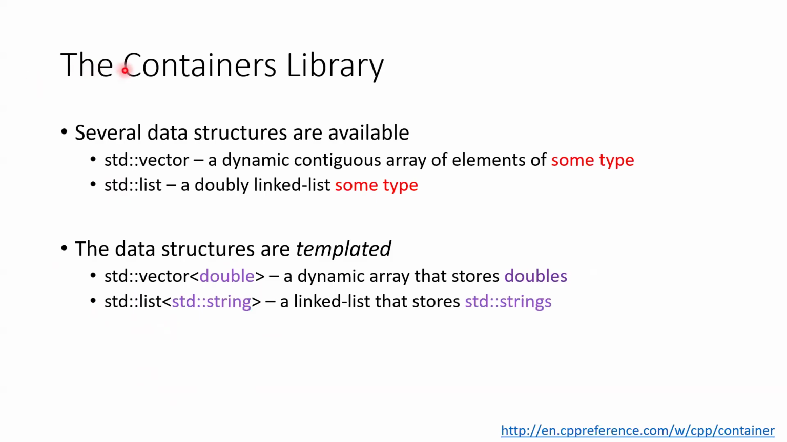The containers library from the STL, from the name, has many containers defined. For example, the list is a doubly linked list of some type that's templated. A vector is a dynamic array of elements of some type, also templated. So for example, a vector of double is a dynamic array that stores doubles. A list of string is a linked list that stores strings.